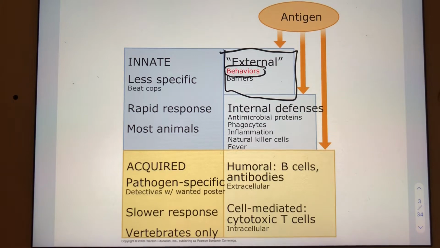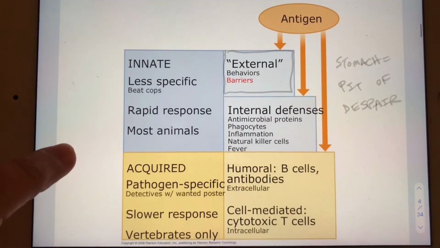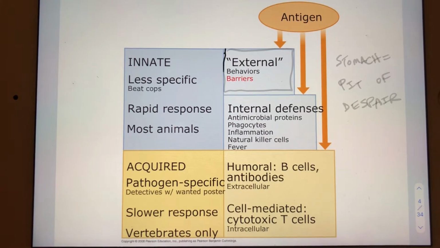Anywho, let's move on. We also have barriers, I'm now on slide 5, in place that serve our external innate defenses. Again, these simply bar antigens and or pathogens from entering the body, or at least penetrating any further into the body. And barriers include the acidic environment of the stomach. In fact, personally, I refer to the stomach as the pit of despair, because if all else fails, we send bad guys automatically to our stomach by swallowing continuously, and thereby ensure that bad guys can't get far.